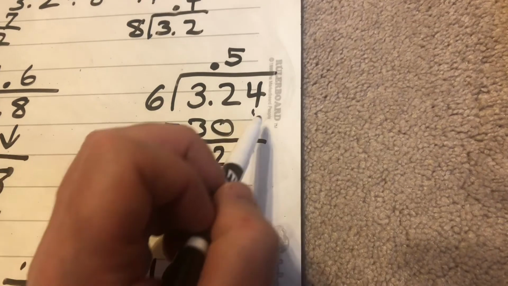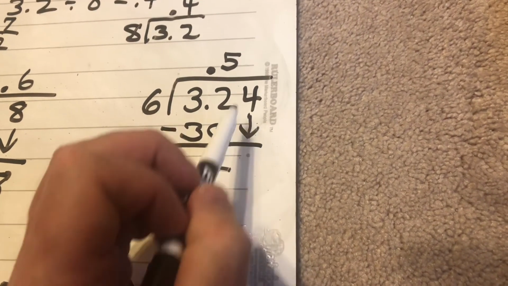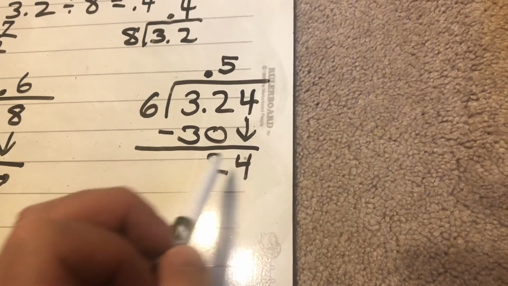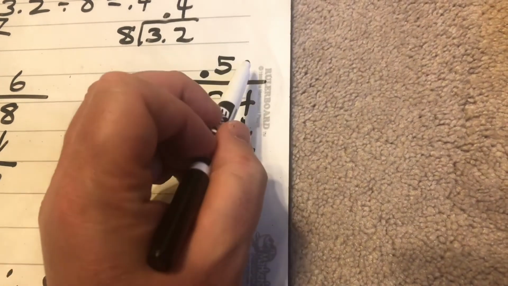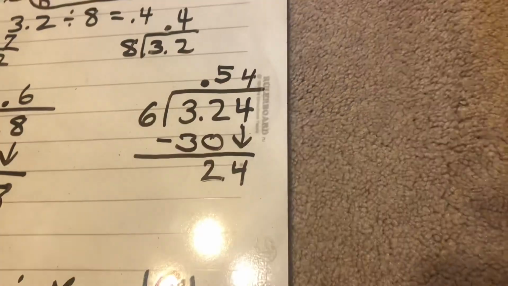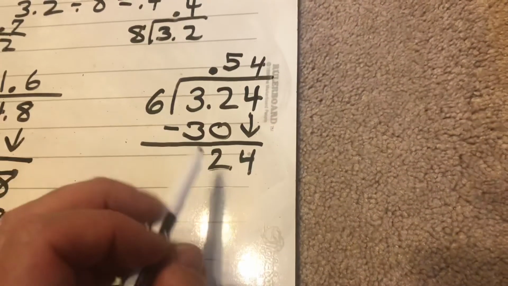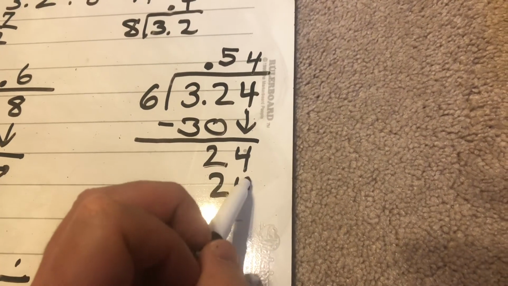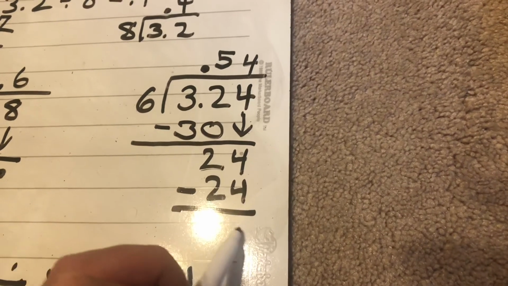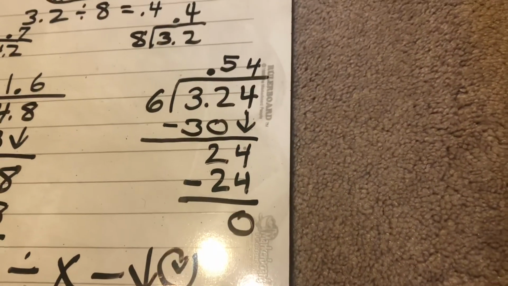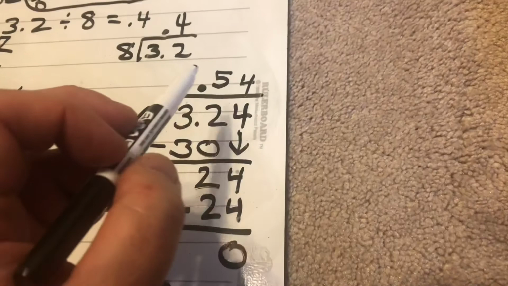I'm comfortable with that. I go ahead and bring my 4 down, and I think, well, 6 can go into 24 4 times. I know there's none left over because 4 times 6 is 24. 24 minus 24 is 0. I end up with a final answer of 54 hundredths.